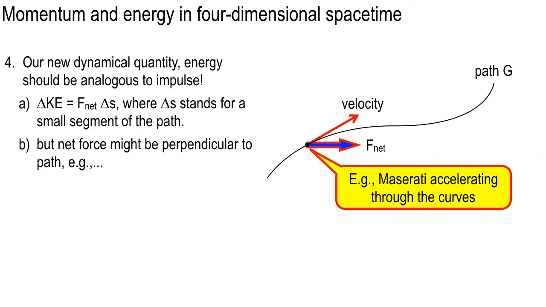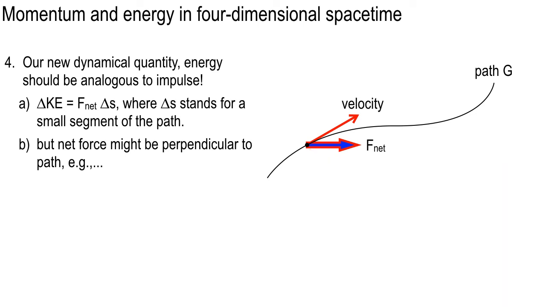That's like a Maserati accelerating through the curves. So if you're in a car going through the curves and you don't have cruise control on, you might be speeding up. And if you are, you might have a force on your car like this: a little bit in the direction of the velocity and a little bit into the turn, because you're turning. Okay? And that's a problem.